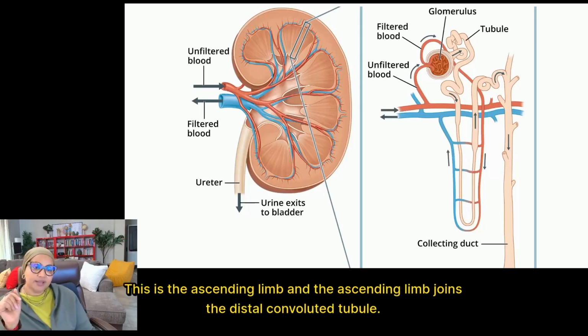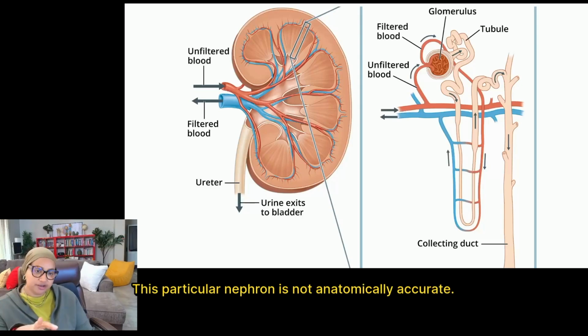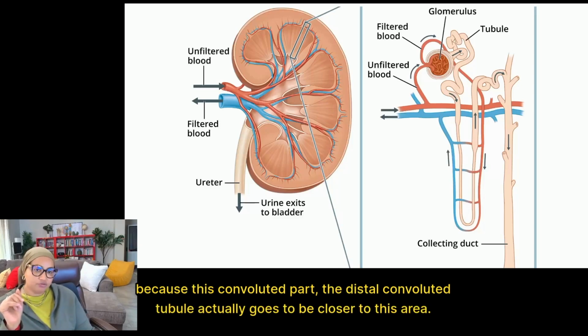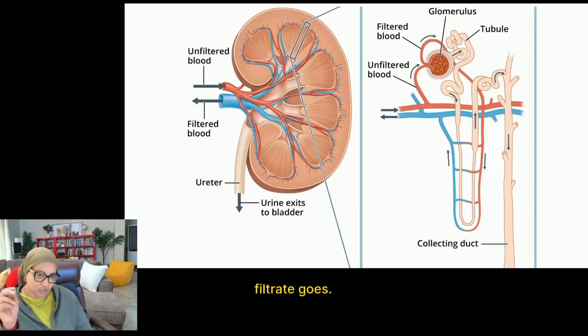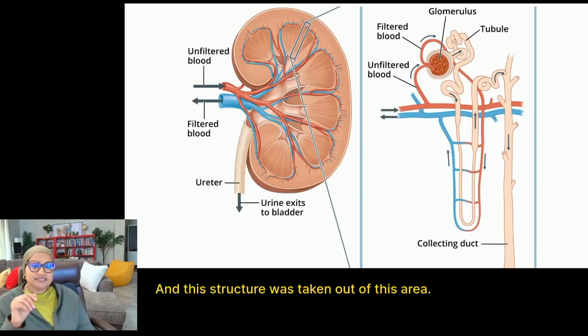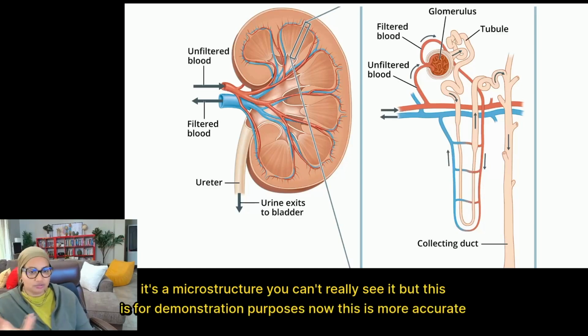This is the ascending limb, and the ascending limb joins the distal convoluted tubule. This particular nephron is not anatomically accurate because the distal convoluted tubule actually goes closer to this area, and this will be important in a minute, but it is extended out for you to see how the flow of filtrate goes. And this is the collecting duct. It's a microstructure, you can't really see it, but this is for demonstration purposes.